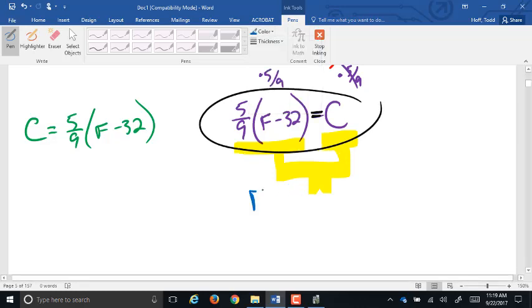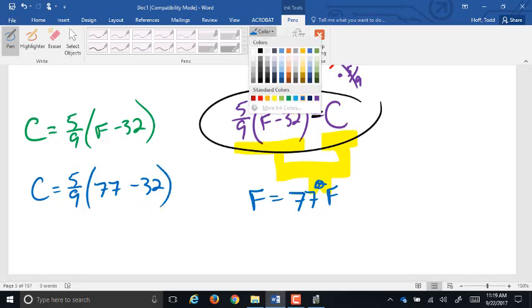So let's say that we have a temperature of 87 degrees Fahrenheit. Oh, let's go. This is going to work a little better than that. Well, let's say we have a temperature of 77 degrees Fahrenheit. Will work a lot better for us. We want to convert that into our Celsius temperature. We're going to put 77 in where the F is. And now it's just order of operations. What do we do first?